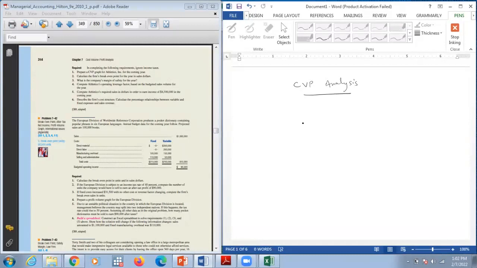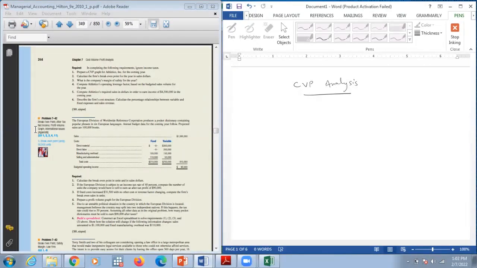So while the term profit appears in this analysis, cost volume profit analysis is not confined to virtually any business operation.